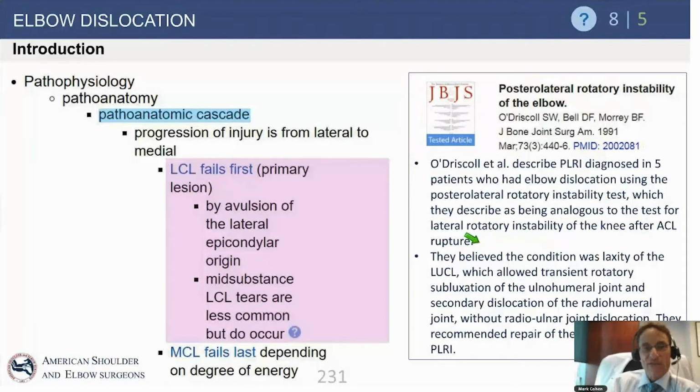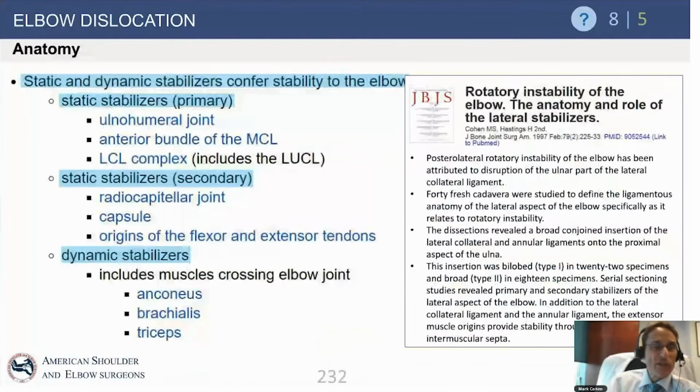This cascade of soft tissue injury from lateral to medial was described many years ago, 1991. It's the classic article on this posterolateral rotatory mechanism. The lateral ligament most commonly pulls away from the humerus, and as the forearm supinates away from the humerus, the medial collateral ligament fails last. When you have a completely dislocated elbow, almost by definition, you've ruptured both ligaments, and again, you've ruptured lateral to medial as the elbow supinates away from the humerus.